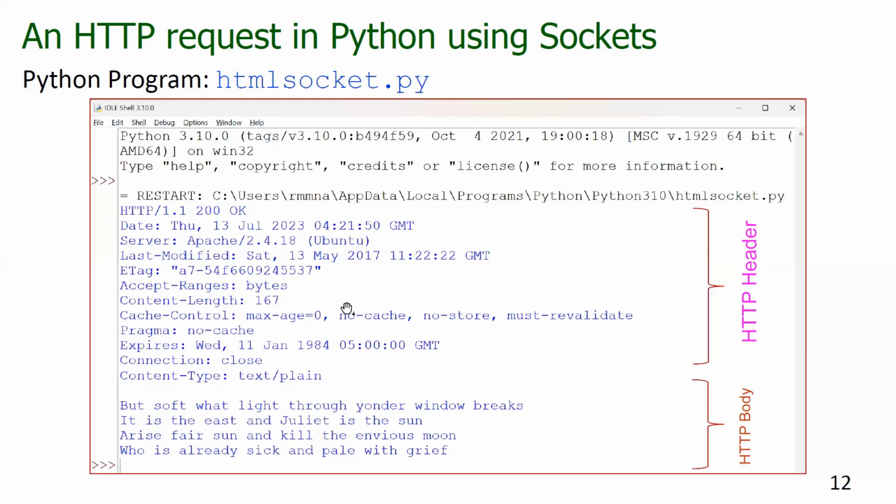So that should be displayed here. At the bottom you can see "But soft, what light through yonder window breaks," etc. Lines 1, 2, 3, 4. This is the romeo.txt information.